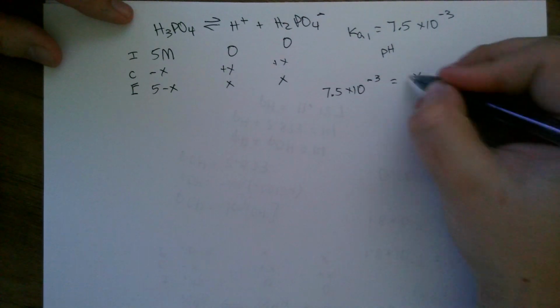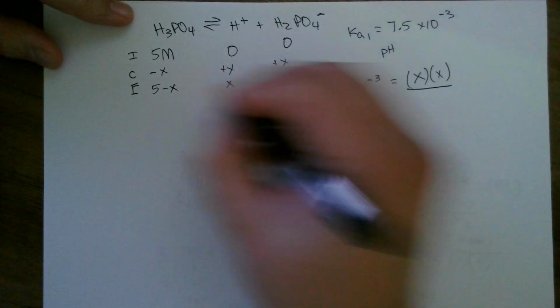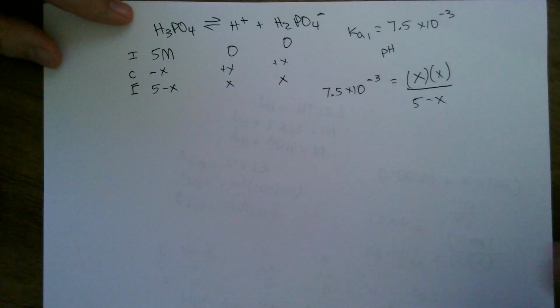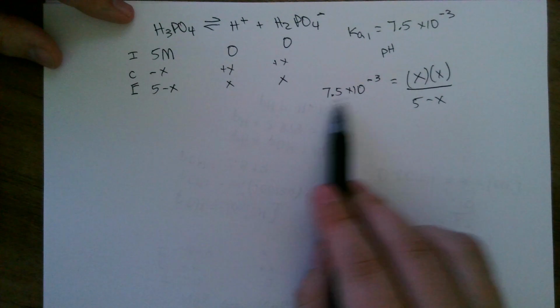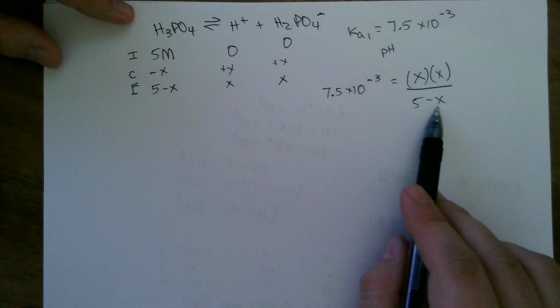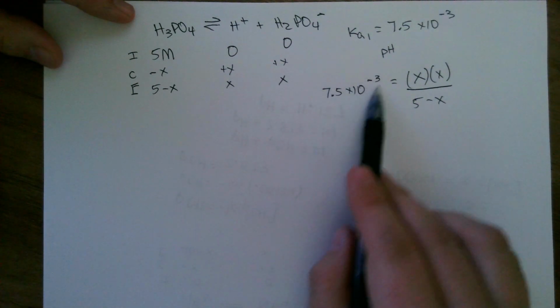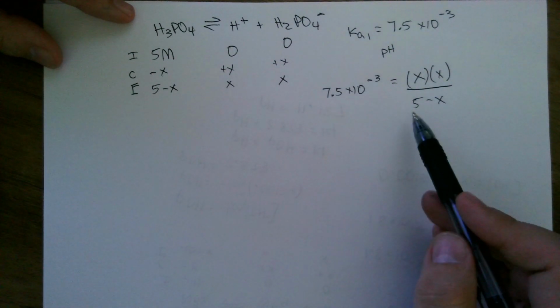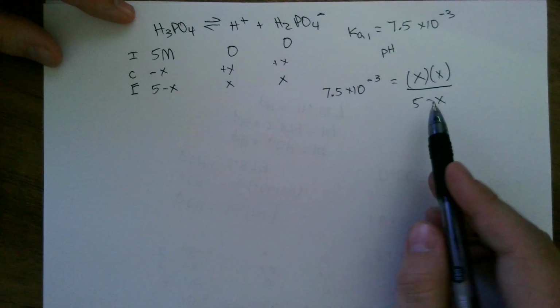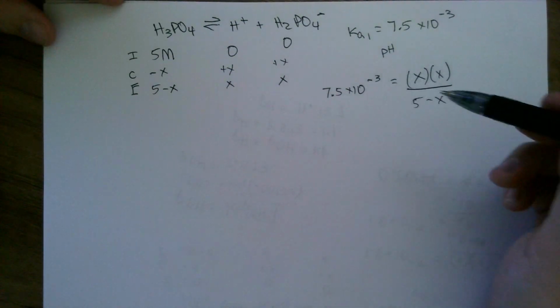That'll be x times x over 5 minus x. So this number is not quite small enough to not matter. By the time we take the square root of this, it's actually going to be a pretty reasonable number. So it's going to be like 0.2 or something.